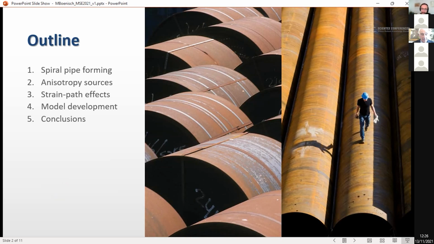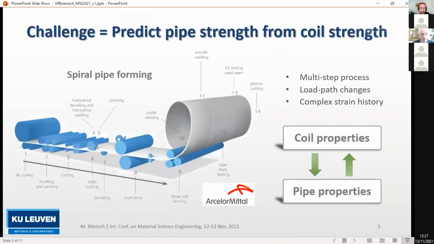As you can see already on these two pictures that I put here, we are dealing with large samples, really with macroscopic objects. We have here in the center some steel coils that, with a pipe forming process, get formed into pipes like those shown on the right, for instance. And they can be used for the transport of all kinds of liquids around the world. Now, the challenge we are facing in this process is that we would like to predict the strength of the final pipe from the coil properties.